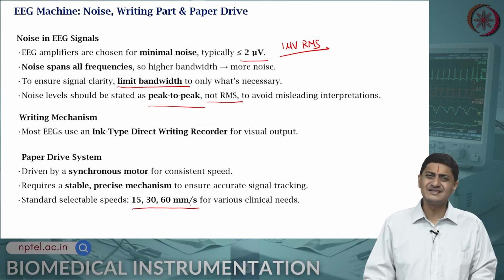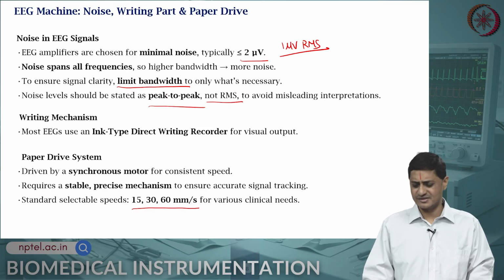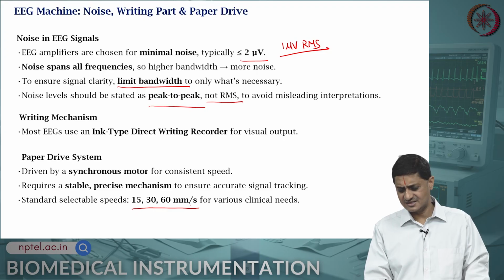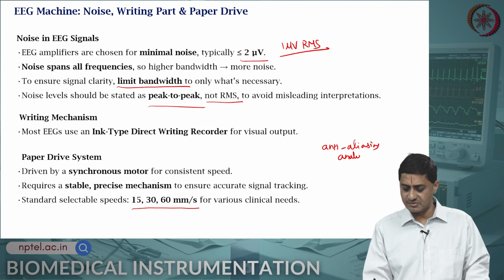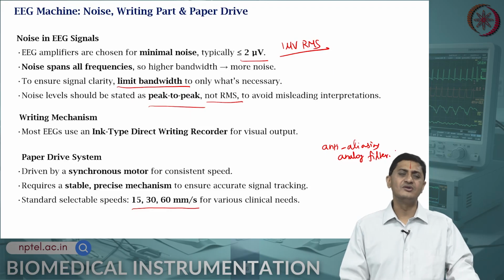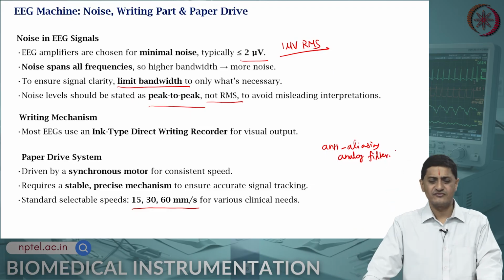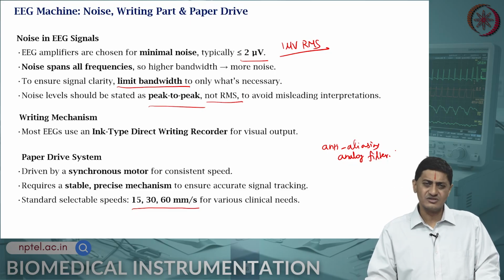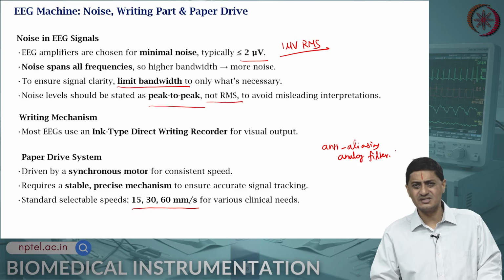Then, another assumption is that digital systems do not require any sort of analog filtering. An essential part of these systems is an anti-aliasing analog filter. Analog implementation of the anti-aliasing filter is an absolute requirement. Even though you have digital signal processing capabilities, it is better to have an anti-aliasing filter in analog form.